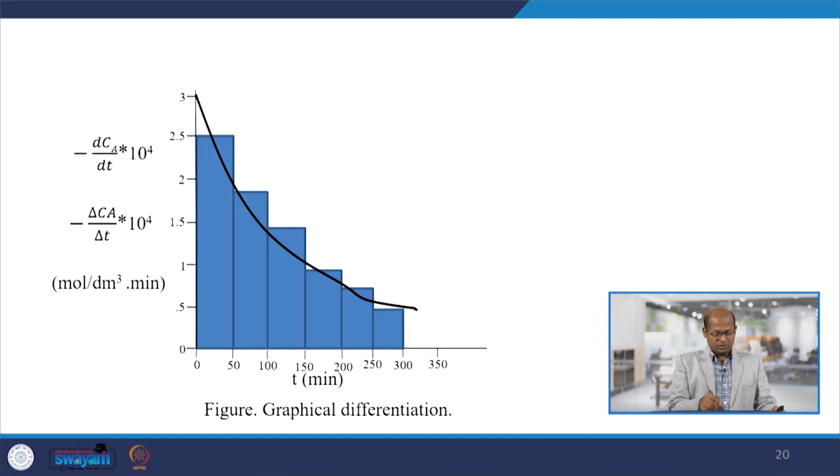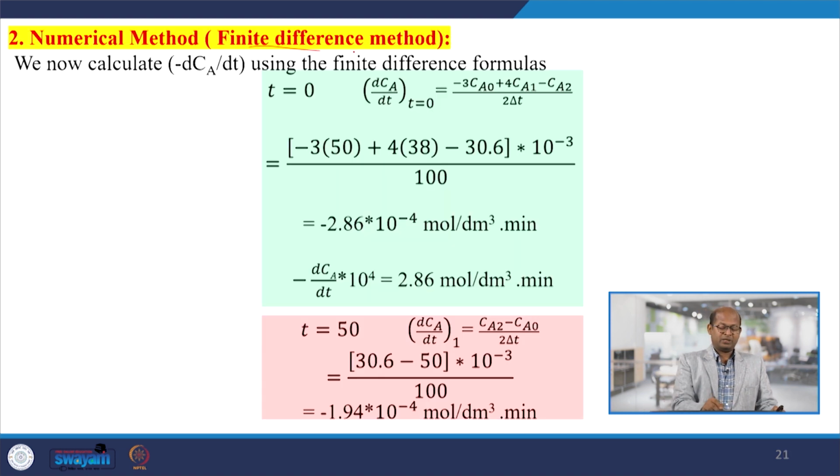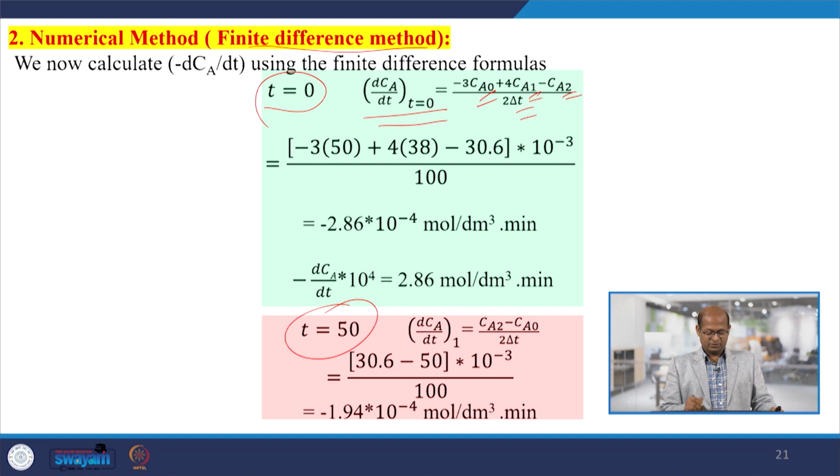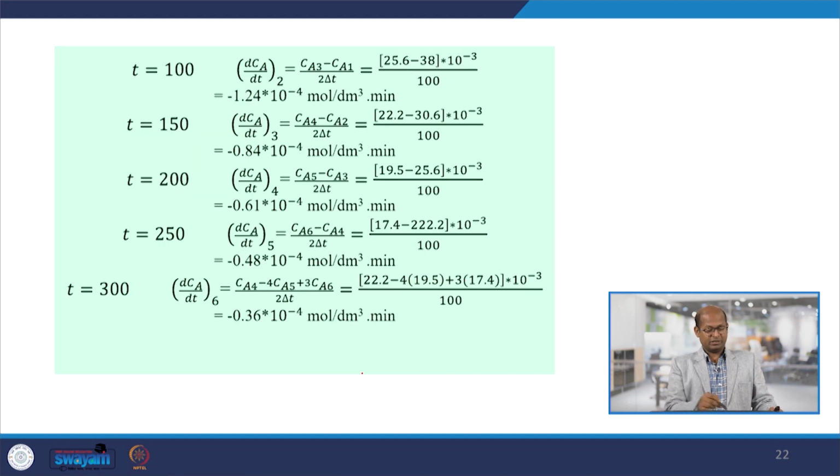So equal spaced area we can find out, and this way we can get the rate data. Similarly for the finite difference or numerical method, the equations are given at t equals 0, t equals 50. CA0, CA1, CA2 are given, delta T you know. That way, for t equals 0, t equals 50, and like that the other data points also we can find out. Okay.